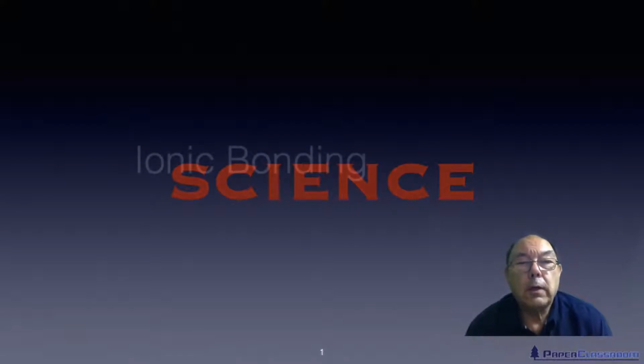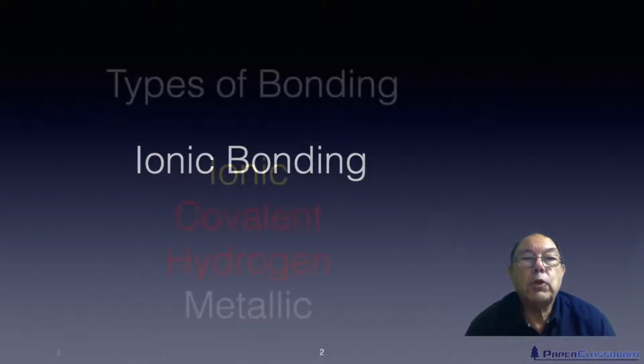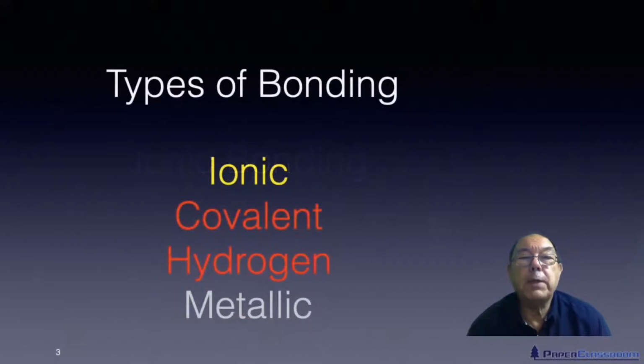In this tutorial we're going to be talking about ionic bonding. Now, just to remind you all, there are 4 types of bonding. There's ionic, there's covalent, there's hydrogen bonding. All those 3 are relevant for the paper industry, and so I will be producing tutorials on all 3. There's also metallic bonding, but I'm not going to bother about metallic bonding.